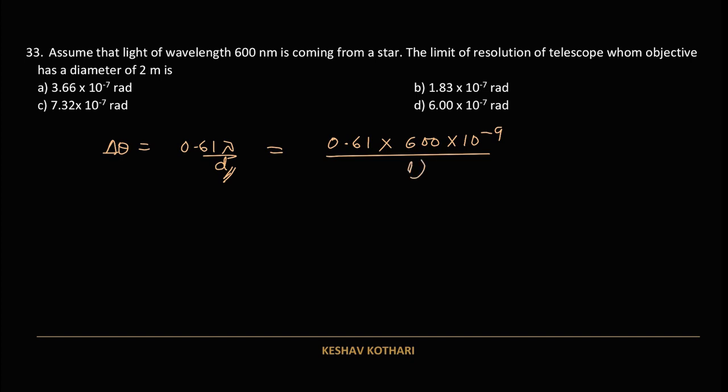So over here we put a radius, not diameter. So 0.61 lambda by d. So if we substitute this value, we obtain a value equal to 366 into 10 to the power minus 9 radian, that is equal to 3.66 into 10 to the power minus 7 radian, and is equal to option A. So for this particular problem, option A is correct. Let us move to the next problem.